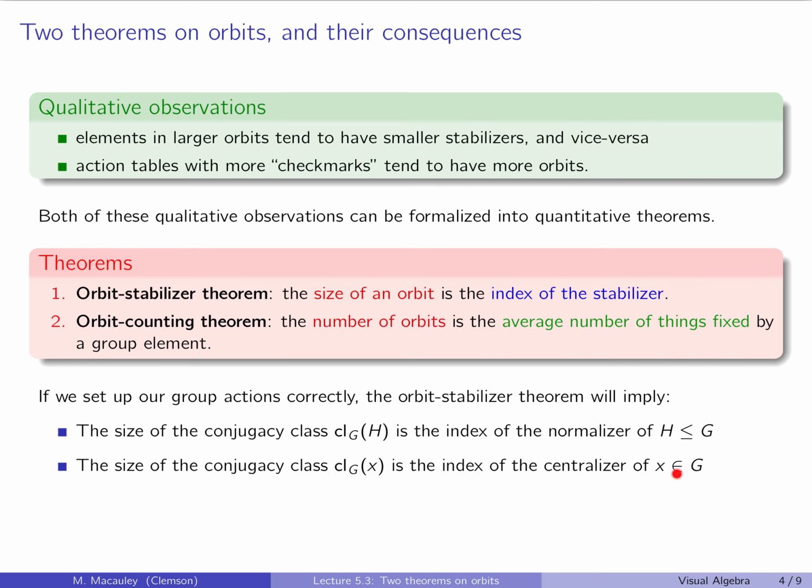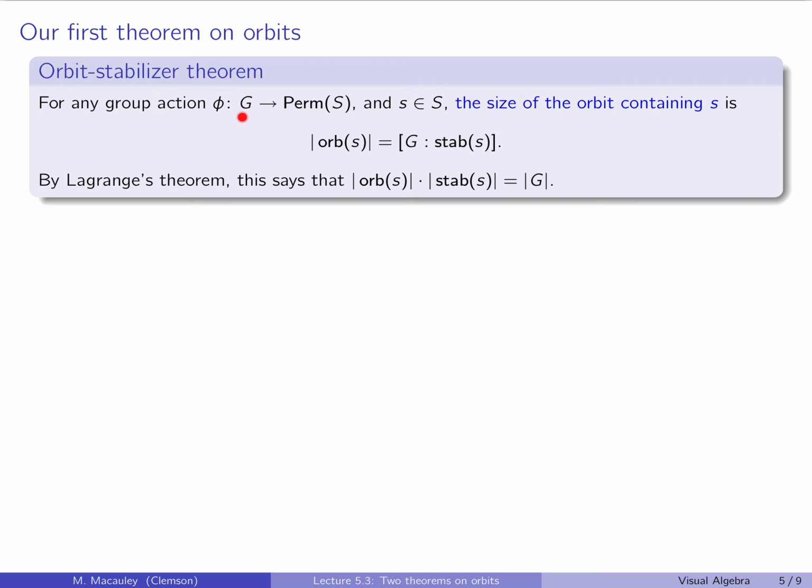Let's start with the orbit stabilizer theorem. Formally, if we have a group action phi from a group to the permutations of a set, then if we take any element S in the set, the size of the orbit containing S is equal to the index of the stabilizer.